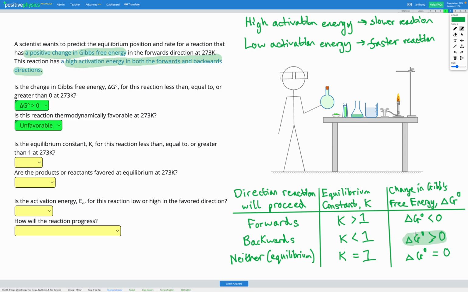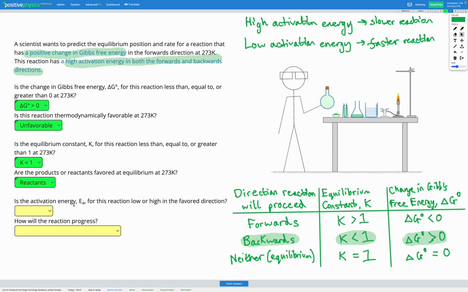What that means is that instead of our forwards reaction happening, because it's unfavorable, our backwards reaction is going to happen because the backwards will be favorable. And that means that our equilibrium constant K will be less than 1, meaning that our reactants are favored at equilibrium. So our equilibrium constant is less than 1, and our reactants are favored in equilibrium.